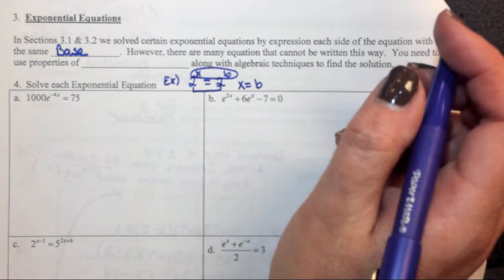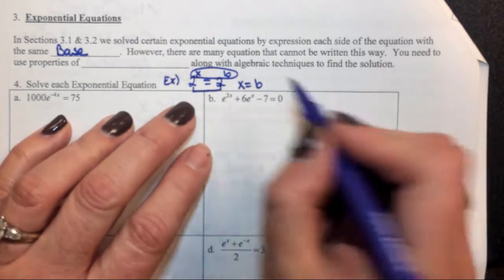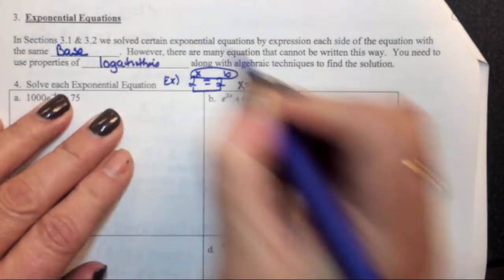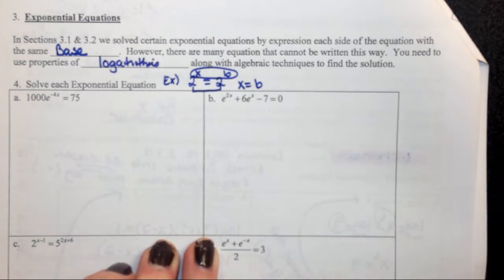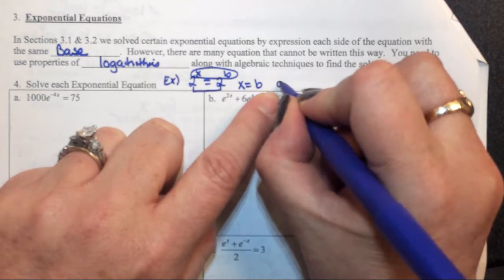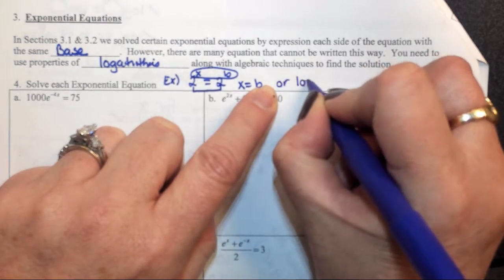A lot of times you can't do that though. So if that can't happen, we're going to need to use properties of logarithms along with algebra to find the solution. So one strategy is to get one base equal to another base, or you will end up taking the log of both sides of the equation.